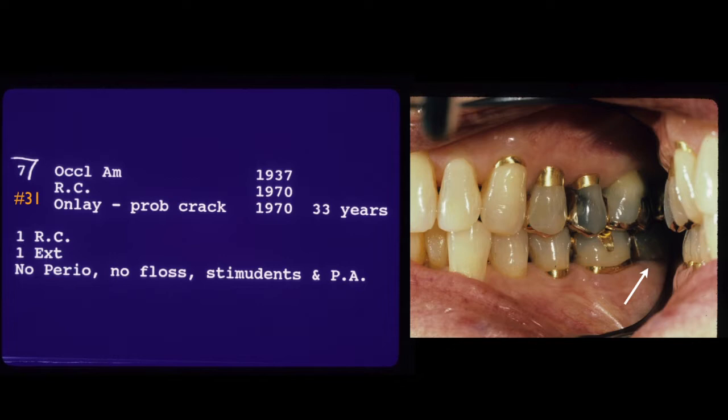So she required 1 root canal, 1 extraction, had no periodontal disease, never used floss, used Stimudents and a Perioaid. I did my own endodontics using silver points for many years, till I got talked into using gutta percha, and that wasn't any better. I did not get a reasonable photograph of that casting.